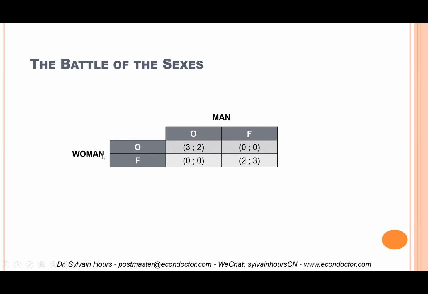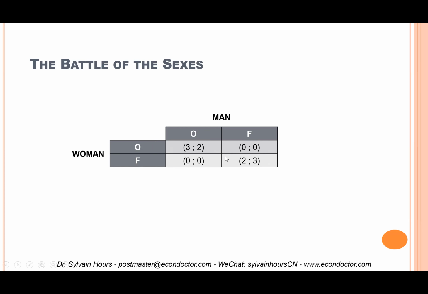For example, the woman goes to watch the football game and her husband goes to the opera, and here the woman goes to the opera and the man goes to watch the football game. And you see that they are so unhappy because they are not together that they both get a payoff, or satisfaction, a utility if you want, of 0.